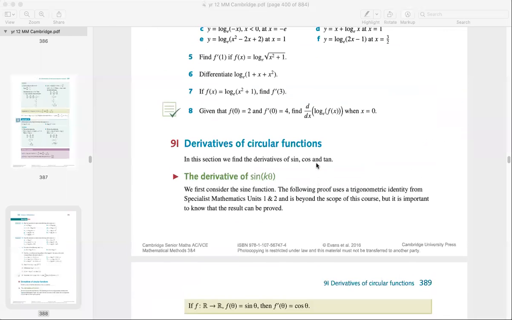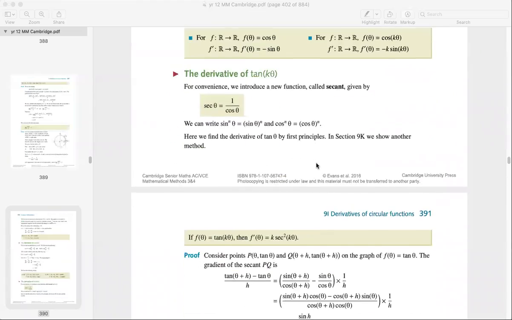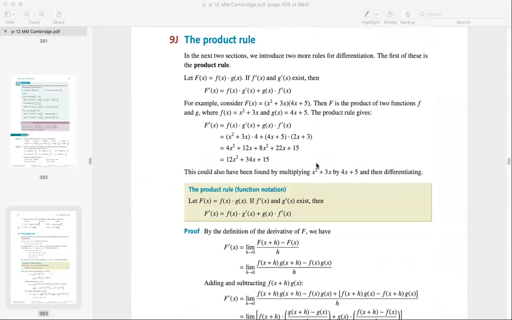And for 9i, the derivative of circular functions, again, we do need to really remember it. If you like, you can use first principles to help you prove it. Currently, we just need to be familiar with the derivatives and apply the chain rule on them. Later on, we're going to learn the product rule or quotient rule. Okay, so that's it. And 9j is pretty important later on with the quotient rule.